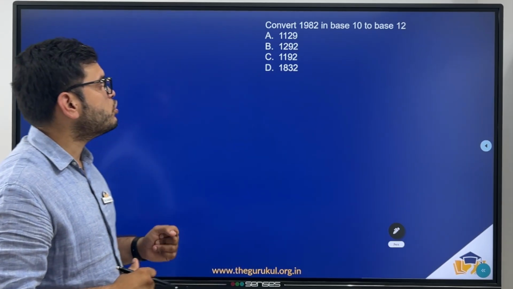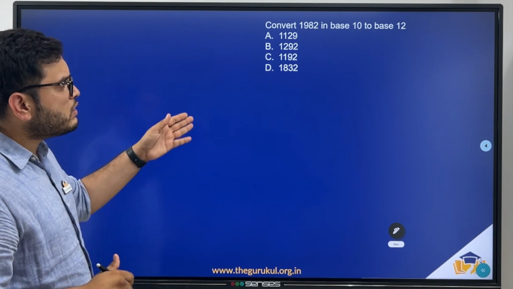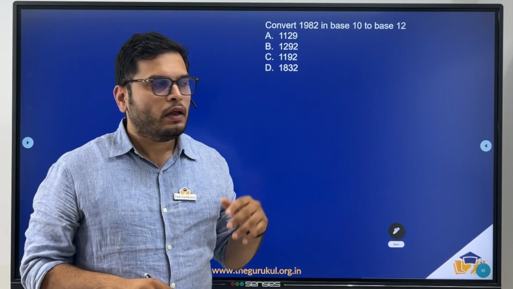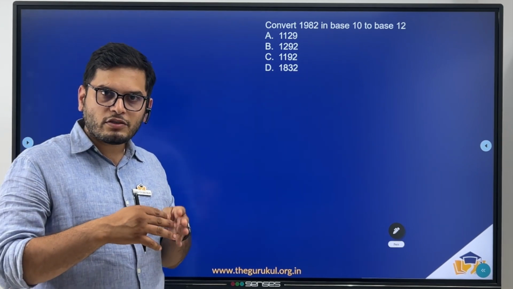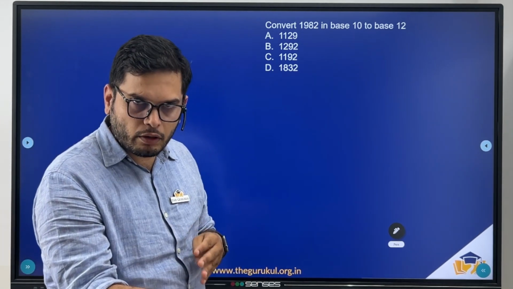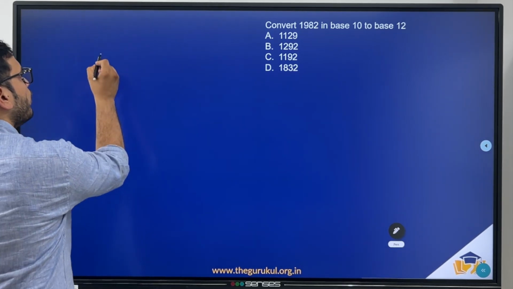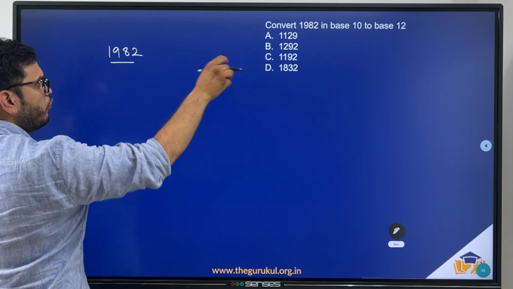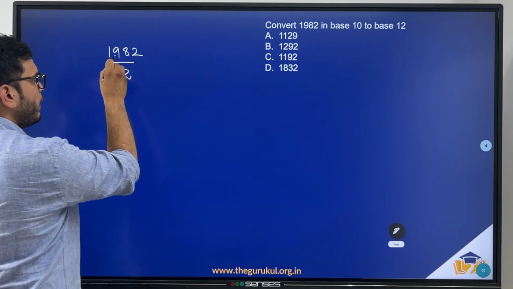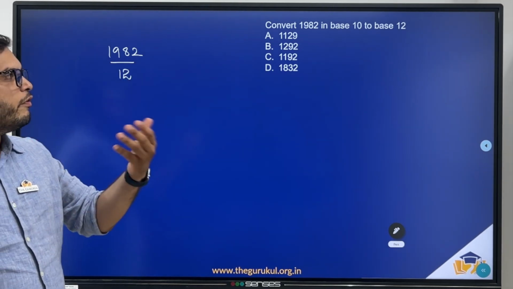Now coming to the third question, convert 1982, which is in base 10, to base 12. Whenever you come across a question where a number in base 10 is asked to get converted to any other base, all you need to do is take that number and divide with the new base. Right, we should be writing 1982 in terms of base 12.